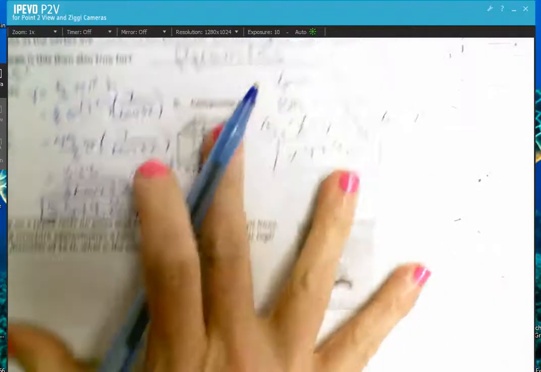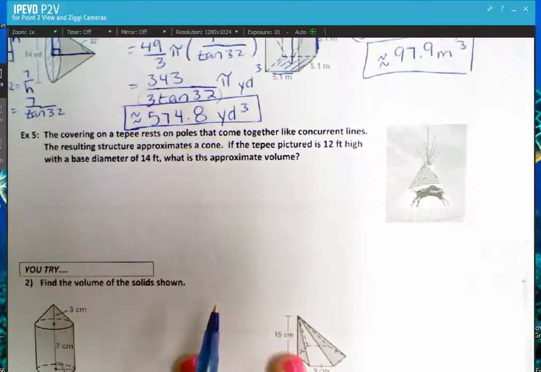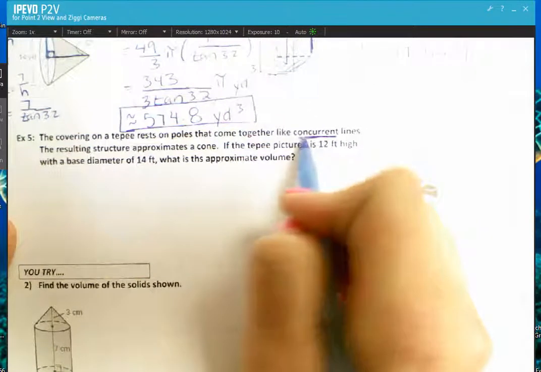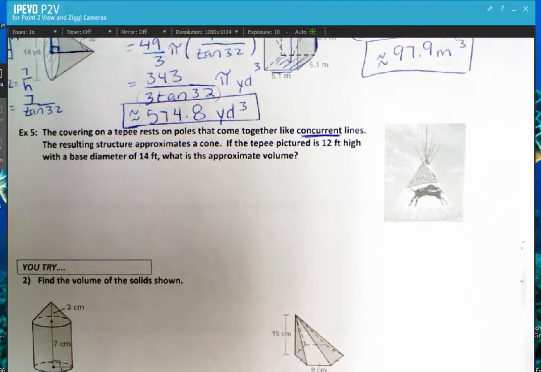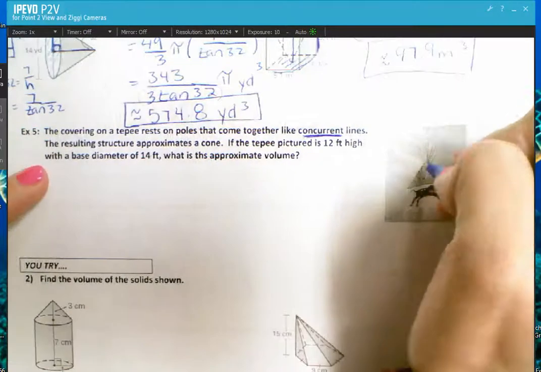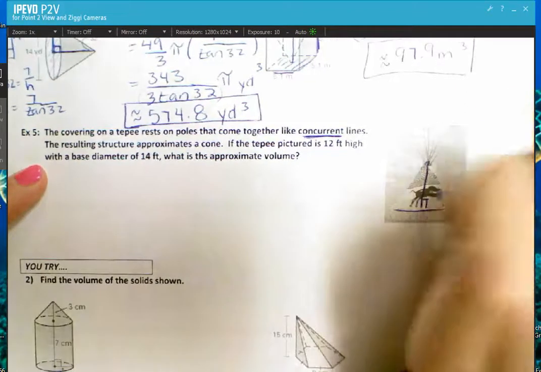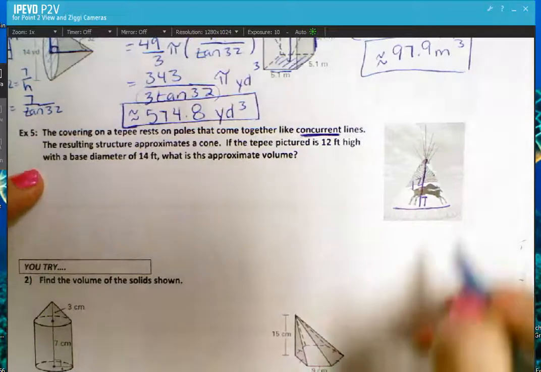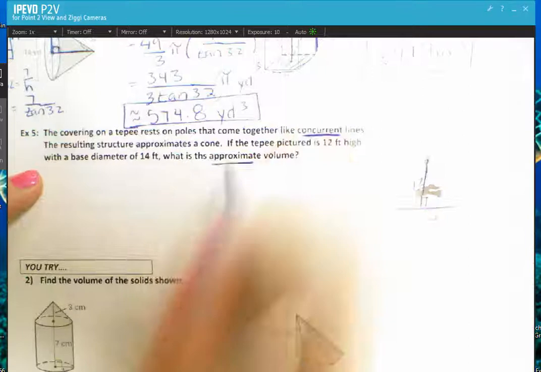All right, last one before you guys work on your couple practices. The covering on a teepee rests on poles that come together like concurrent lines. Remember, there's a good word. Concurrent means where they all overlap at some point. The resulting structure approximates a cone. If the teepee pictured is 12 feet high, so remember when it's defining height, it's talking about perpendicular to its base. So that's my height is 12. With a base diameter, so the whole thing, is 14. What is the approximate volume?